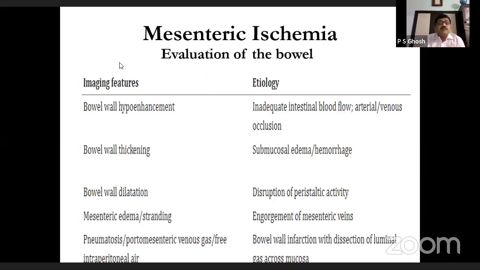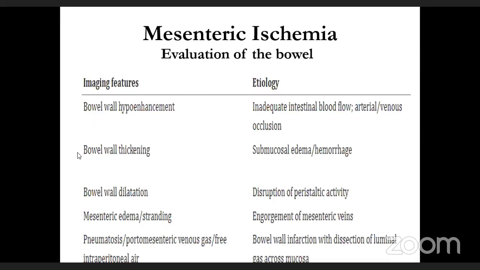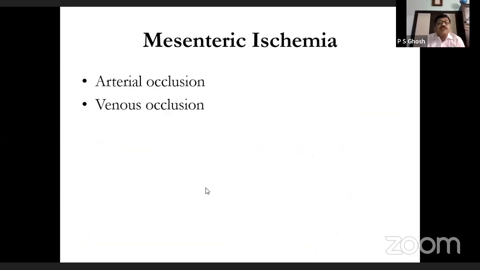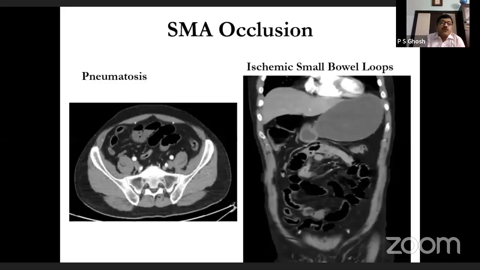For evaluation of the bowel, we have to look for the enhancement of the bowel wall, thickening of the bowel wall, bowel dilatation, mesenteric edema, and pneumatosis as well, or sometimes intraperitoneal air. And in case of ischemia, we have to look for whether there is arterial occlusion or venous occlusion.